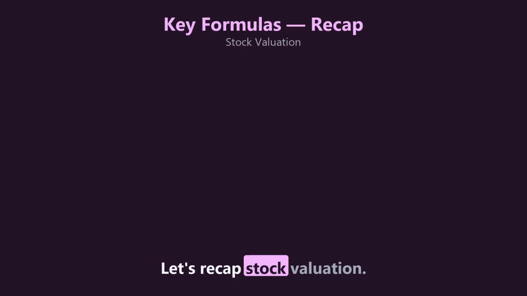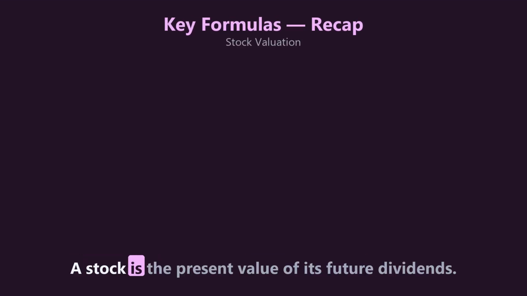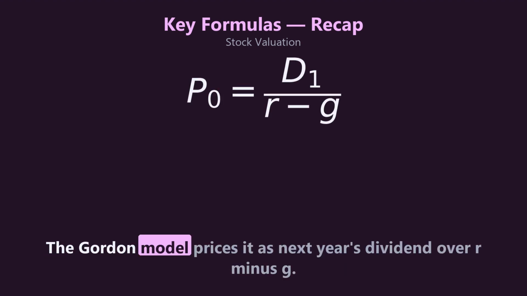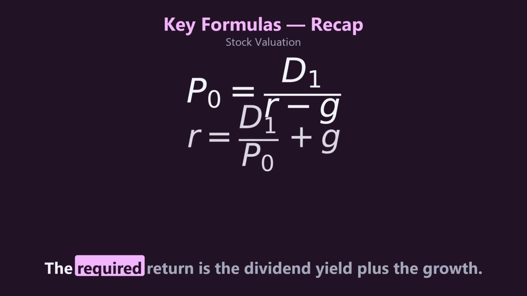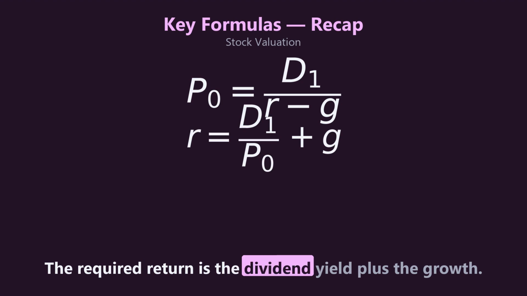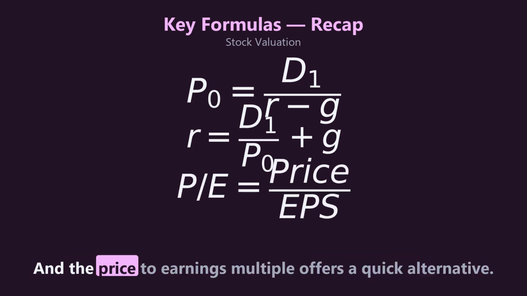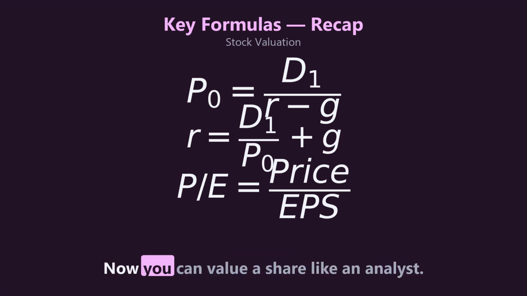Let's recap stock valuation. A stock is the present value of its future dividends. The Gordon model prices it as next year's dividend over R minus G. The required return is the dividend yield plus the growth. And the price-to-earnings multiple offers a quick alternative. Now you can value a share like an analyst.